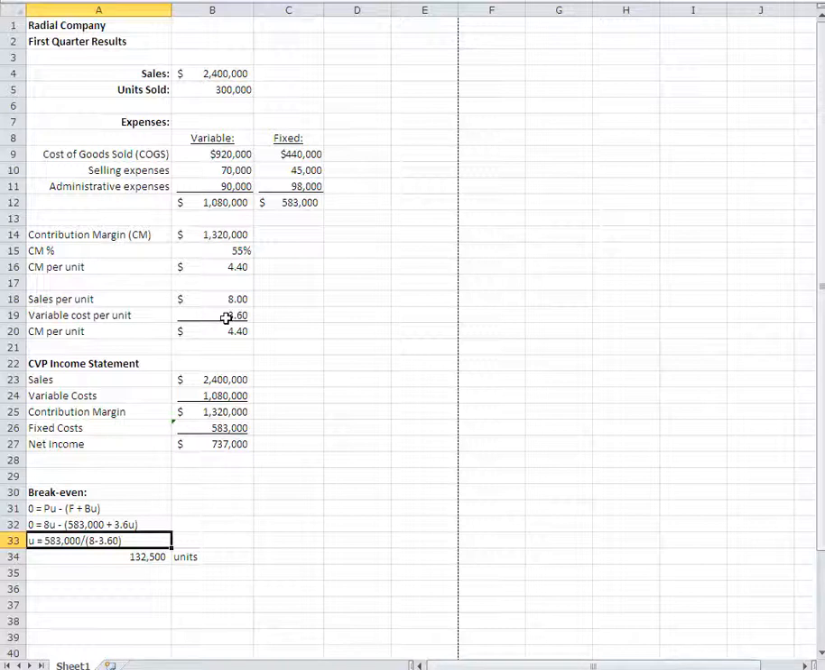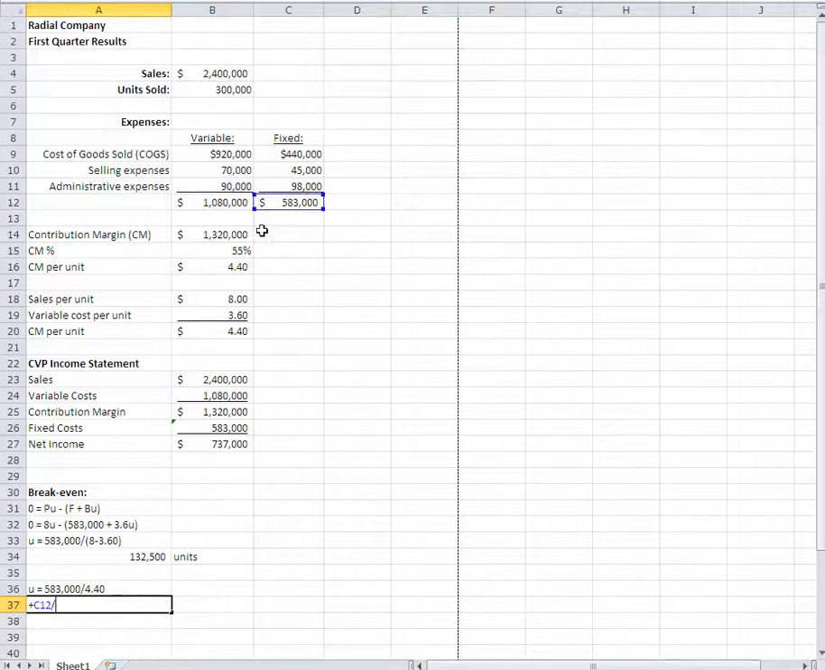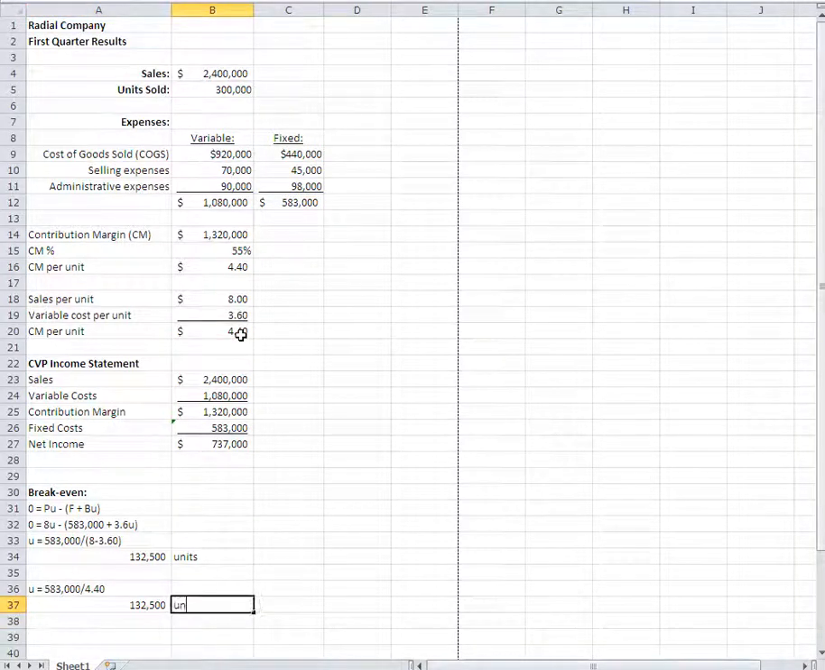Now if you look at this formula, essentially what we're doing here is we're taking our fixed costs and dividing it by our contribution margin per unit, which is the $8 minus the $3.60. So a shortcut way to do this formula to solve for units is take fixed expenses and divide it by contribution margin per unit. So again, having Excel calculate that for us, we'll get the same answer we got above, which is 132,500, and that's the number of units.